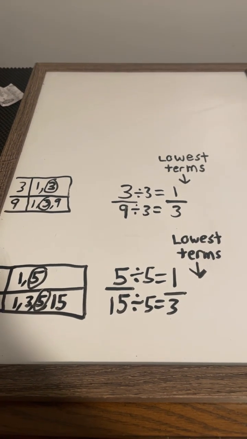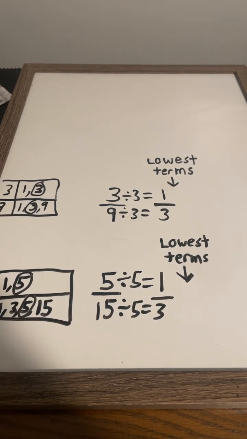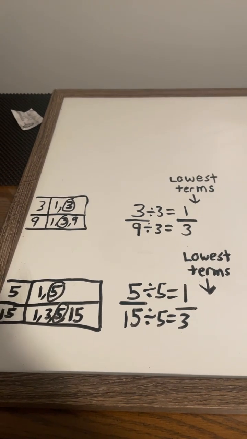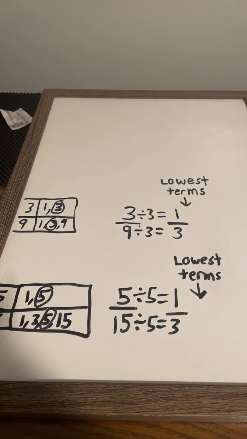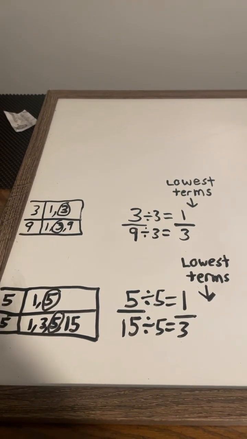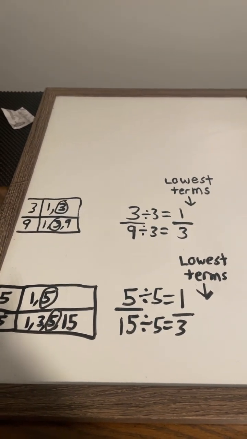3/9 reduced to lowest terms would be 1/3. 5/15 reduced to lowest terms would also be 1/3. So that is my final answer. The two answers from the previous video simplified to lowest terms equal 1/3.